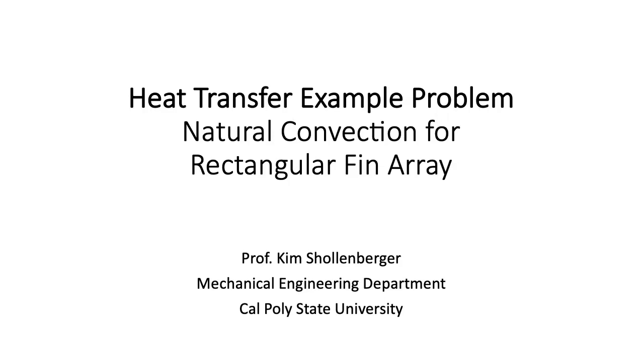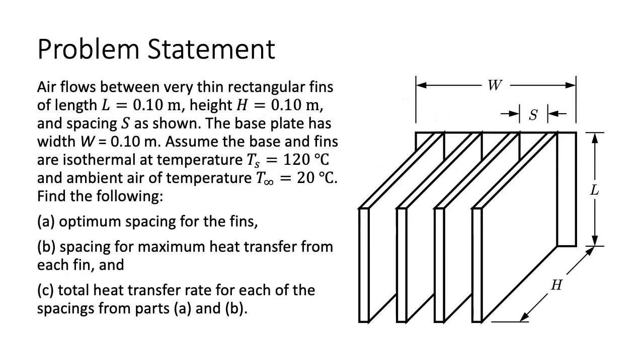Heat transfer example problem, natural convection for a rectangular fin array. Air flows between very thin rectangular fins with the length and height of 10 centimeters as shown. The base plate also has a width of 10 centimeters. Assume the base and fins are isothermal at a temperature of 120 degrees Celsius and that the ambient air has a temperature of 20 degrees Celsius.